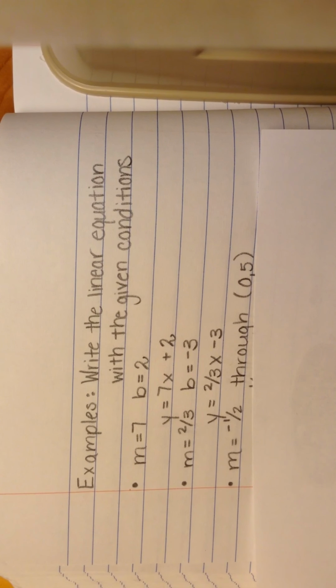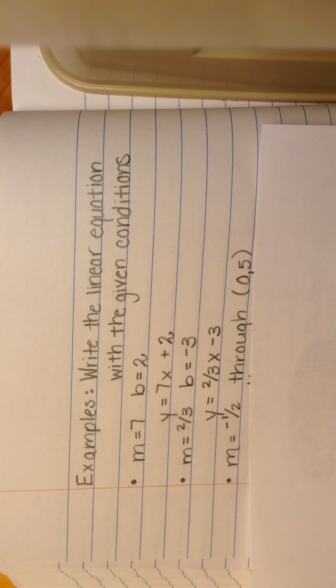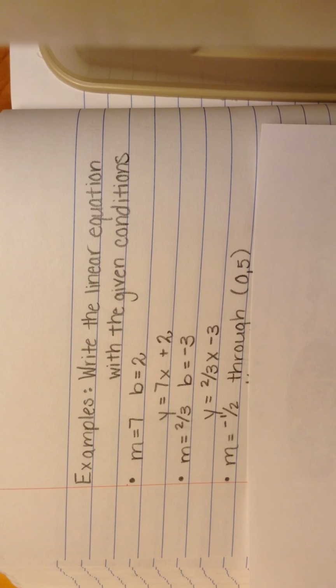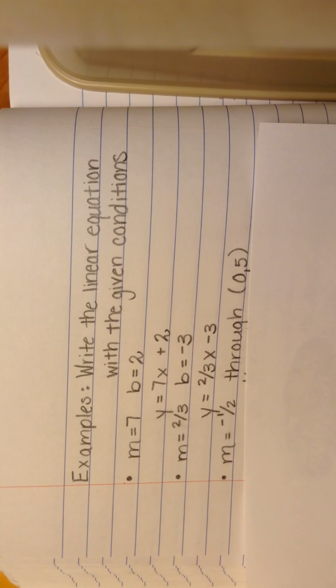Now let's investigate this one. We haven't talked about this one yet, but we know that m of -1/2, that has to go next to x. That's our rate of change. And we're given a point, 0.5.